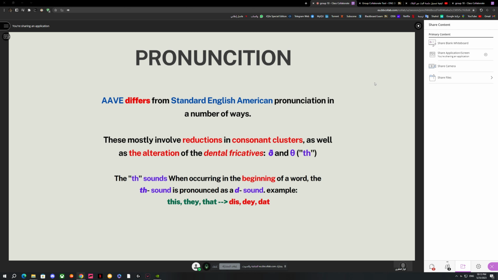Pronunciation. African American English differs from Standard American English pronunciation in a number of ways. Most involve reduction of consonant clusters as well as the alteration of the dental fricatives, th. The th sound, when occurring at the beginning of a word, is pronounced as a d sound. Example: this, they, that.